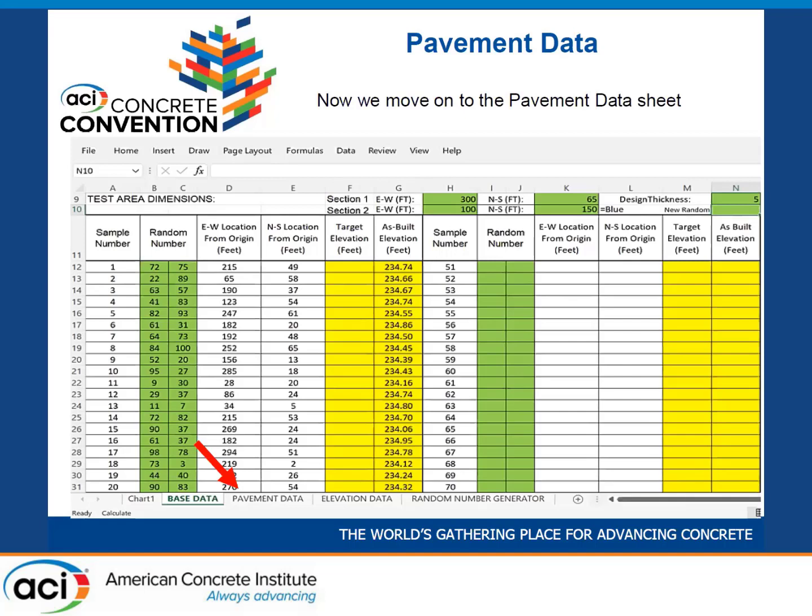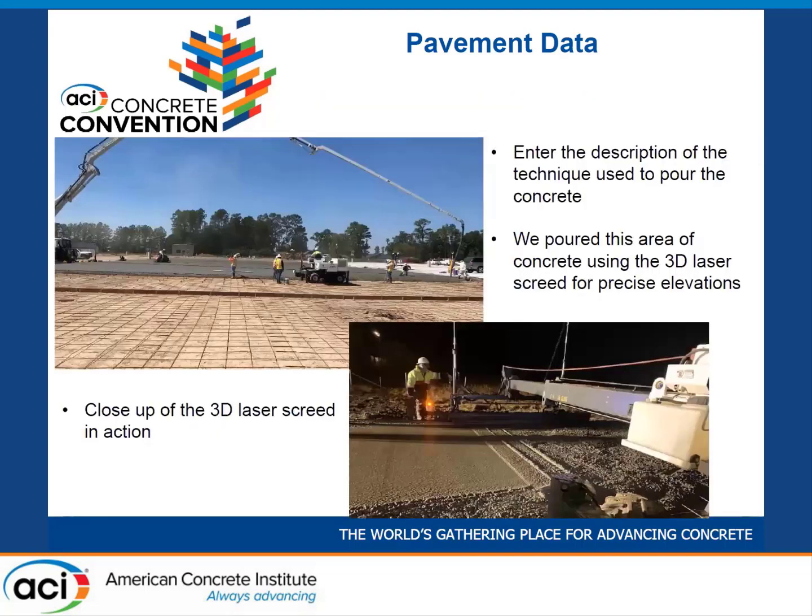Now we're getting ready to move to the paving data, so you move over your tab. And again, there's a lot of different ways to strike off the concrete, right? You've got 3D laser screeds right now. You can hand screed it, wet screed it. There's a lot of different ways you can deal with the surface. But again, these are all warped surfaces.